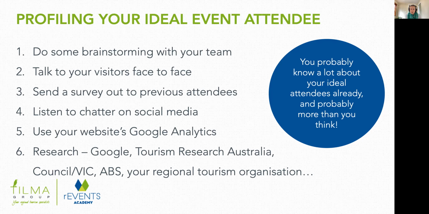You can also gather some research by talking to council. Council will often have some research. You can also try your regional tourism board, Tourism Research Australia, ABS. There's many different ways you can gather some research to get a bit more insight into your ideal event attendees. And basically you capture all of these insights, all of this intel, and you use it to create personas.